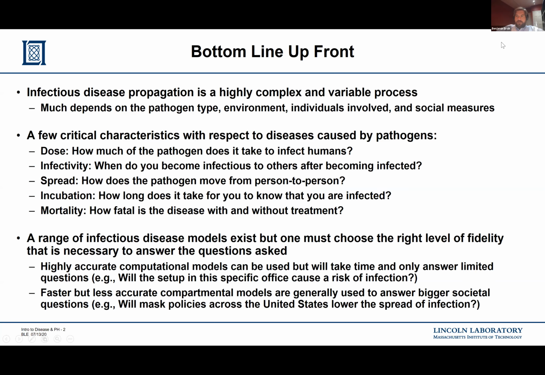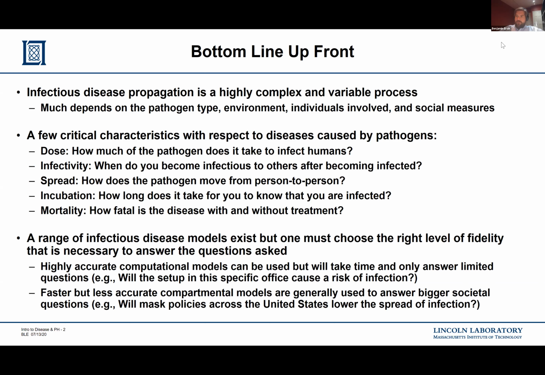So to start off, I wanted to give you the bottom line up front. We call these BLUFs. The idea here is that infectious disease, things like COVID-19, things like AIDS, that move through society are highly complex, and it's a highly variable process. So when somebody says, "Oh, if you do this, you might get sick," it always depends on several factors. You have to look at the pathogen type we're discussing, the environment you're in, and the individuals involved. Somebody older and immunocompromised is going to be different than somebody in the military at the peak physiological performance of their career.